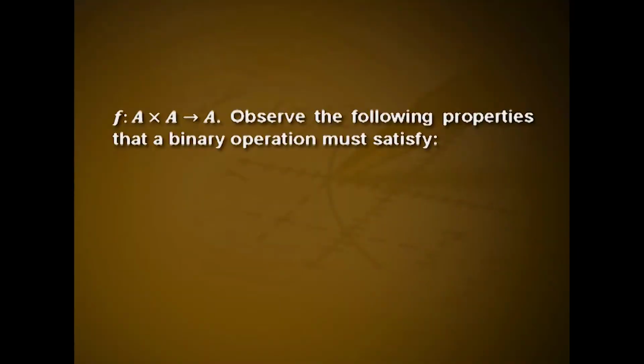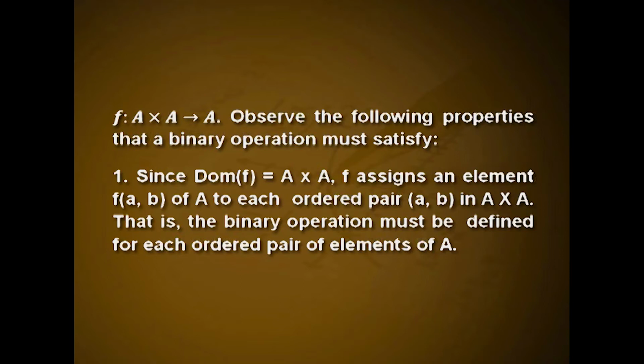A binary operation on a set A is an everywhere defined function f from A cross A to A. Observe the following properties that a binary operation must satisfy. First one, since the domain of f is equal to A cross A, f assigns an element f(a, b) of A to each ordered pair (a, b) in A cross A. That is, the binary operation must be defined for each ordered pair of elements of A.